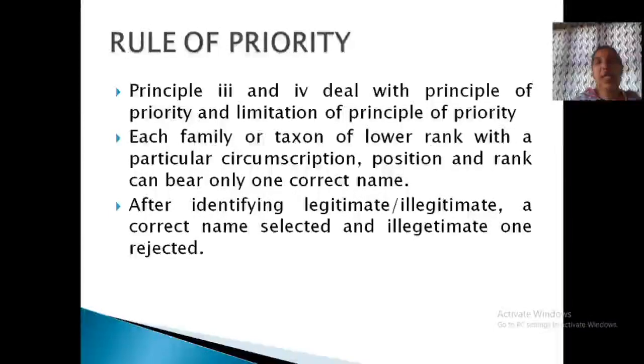Clear? Then identify whether it is legitimate or illegitimate. Legitimate means the name comes with the description and is a validly published name with the correct rank assigned, then you can accept it. If it is illegitimate, you have the right to reject it. So that is the rule of priority. It should contain one correct name. So how do you do this naming? That is our next aspect.